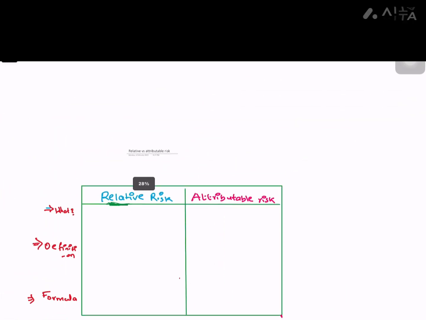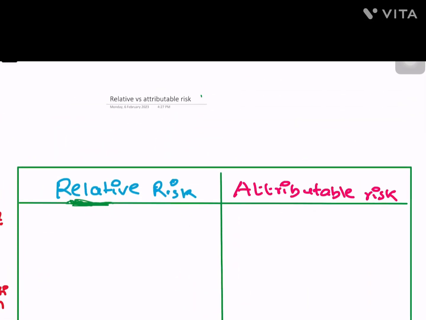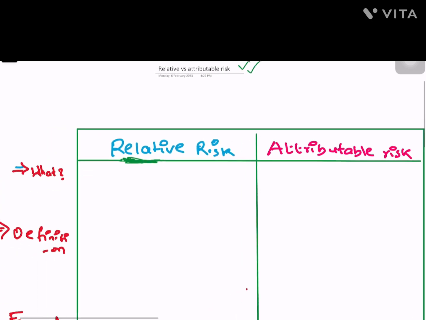Today we are going to discuss the topic relative risk versus attributable risk. So what is relative risk? Relative risk, as the name suggests, tells us how much the risk factor is causing disease in the exposed relative to the non-exposed.